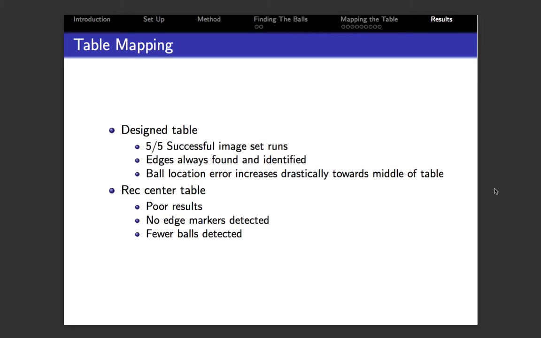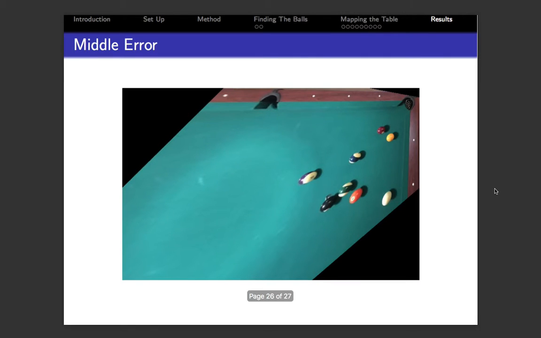I also ran this algorithm on a non-traditional pool table, one with blue felt and diamond edge markers on a very shiny surface on the edge, and it gave very poor results. None of the edge markers were detected because we were looking for circles instead of diamonds, and a few fewer balls were detected on occasion, but mostly it worked as well, if not better, than the ball finding on the traditional table.